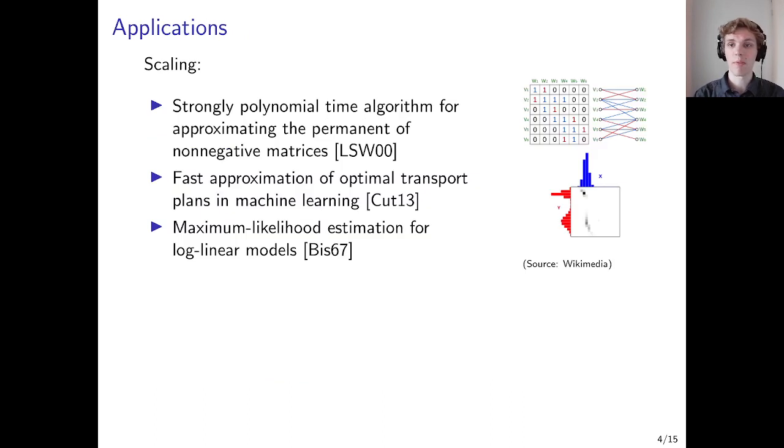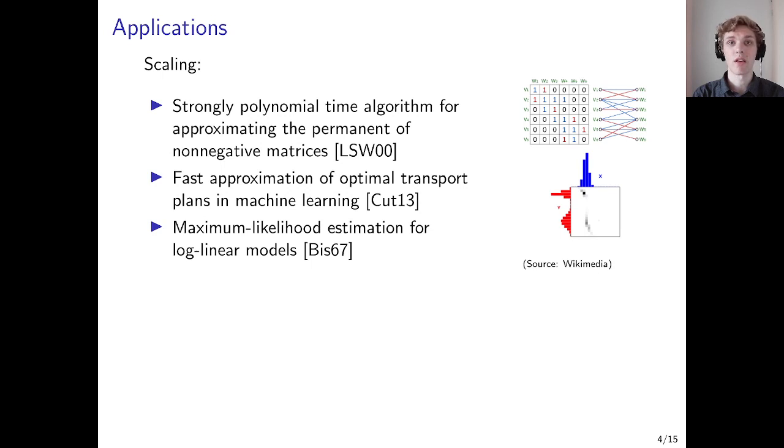Right, let's look at some applications of this problem. Scaling, for instance, was used to get a strongly polynomial time algorithm for approximating the permanent of non-negative matrices, the first of its kind. This is a very nice application, I think. It's also related to bipartite perfect matching.